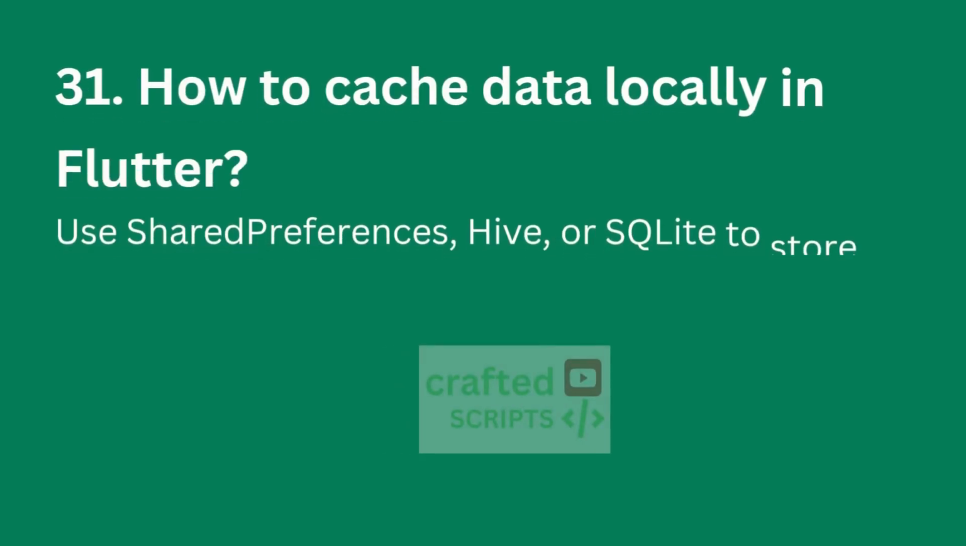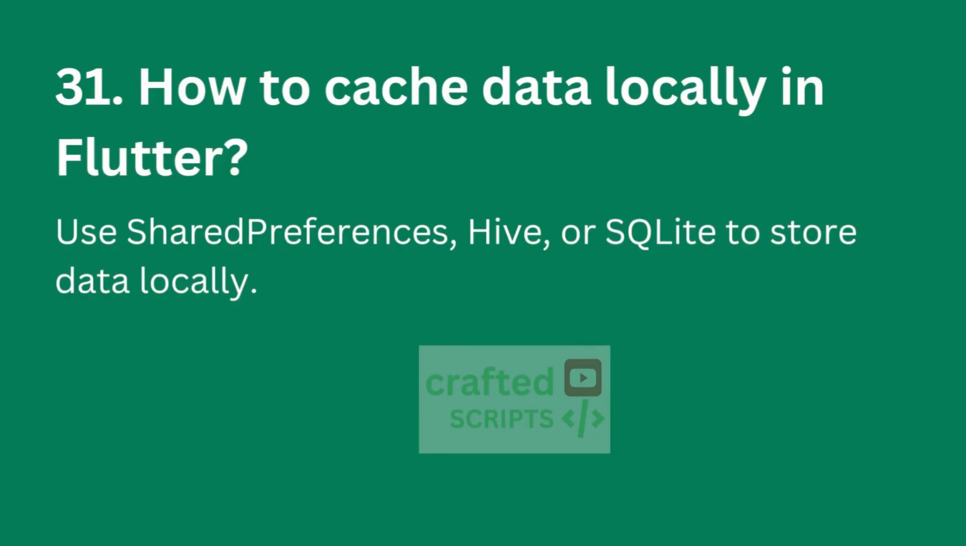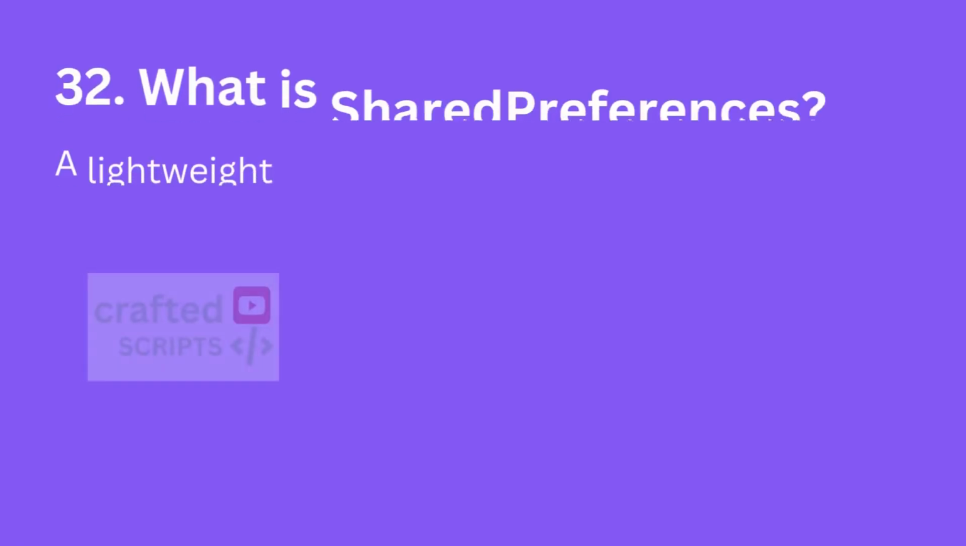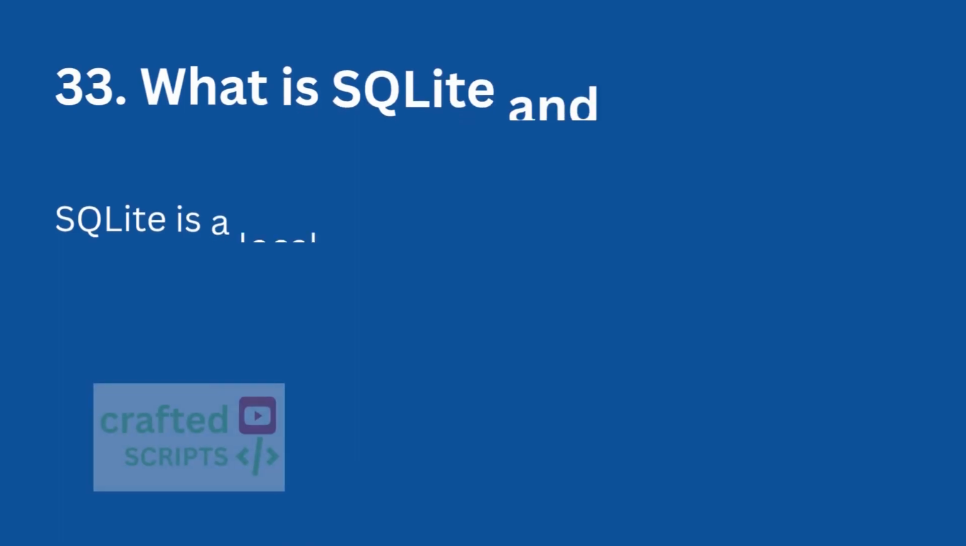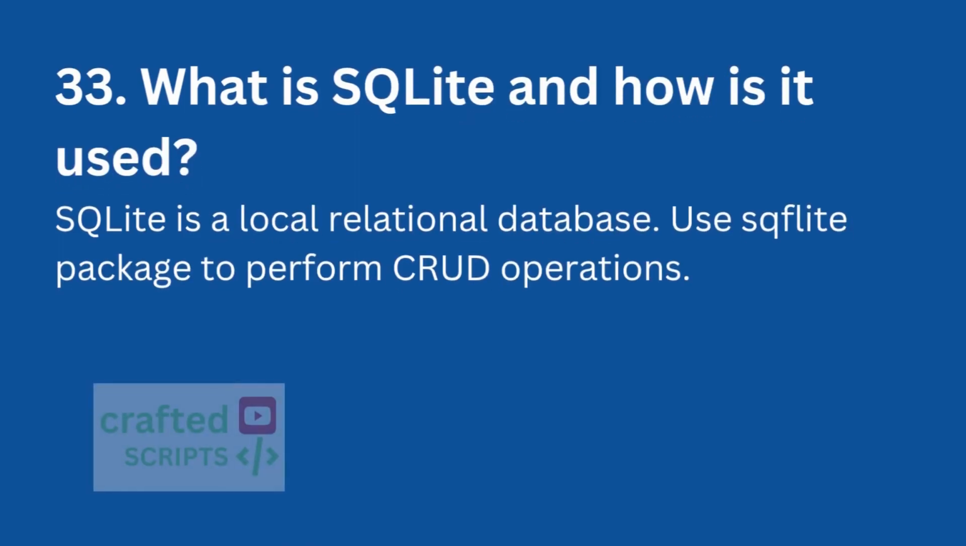Question number 31. How to cache data locally in Flutter? Use shared preferences, Hive, or SQLite to store data locally. Question number 32. What is shared preferences? A lightweight key-value storage used for storing small amounts of persistent data. Question number 33. What is SQLite and how is it used?